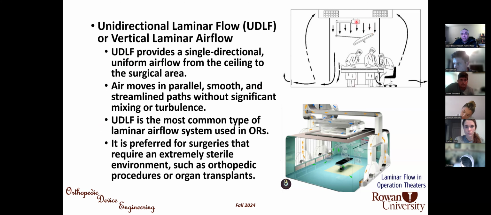In unidirectional or vertical airflow, the clean air enters the room from the ceiling just above the operating table, and it flows downward and then moves away and leaves the room through the lower part of the wall. Or sometimes it can move back toward the ceiling, but usually through the lower part of the wall.